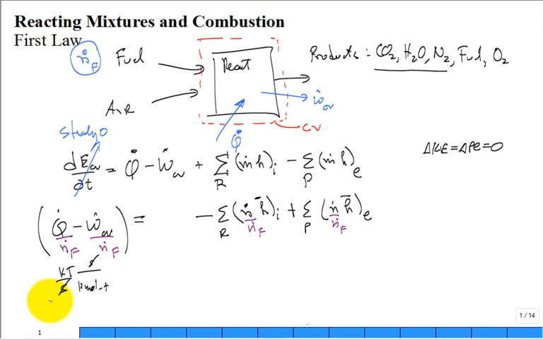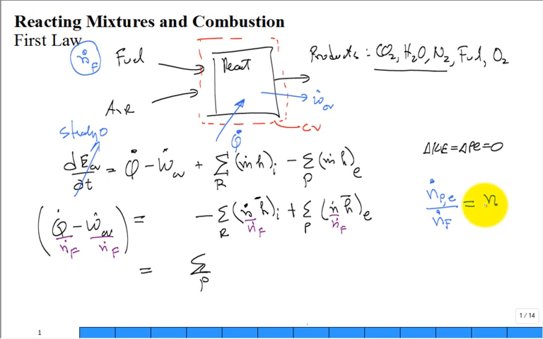Okay, that's the units on that term. A lot of times what we'll do is we'll switch the order, so we'll have the sum over the products, and then we'll have this ratio right here, the flow rate of a particular product that's exiting divided by the molar flow rate of the fuel coming in. What is that? That's our stoichiometric coefficient.